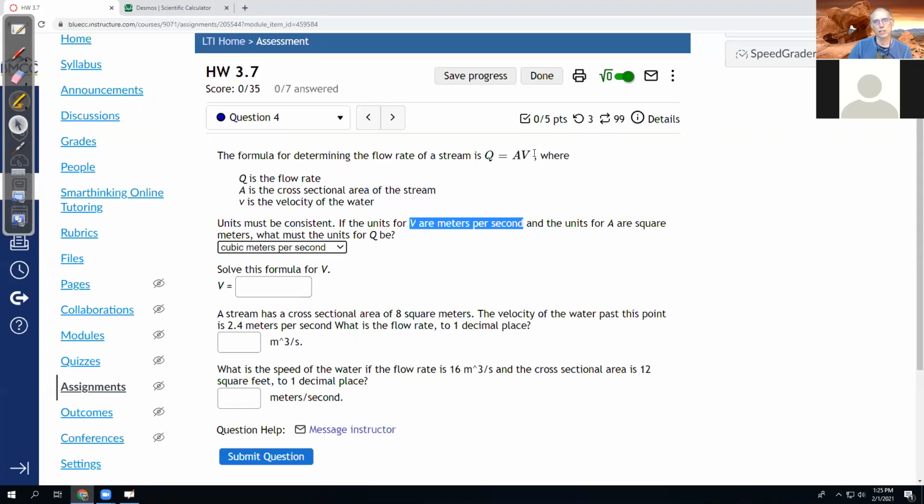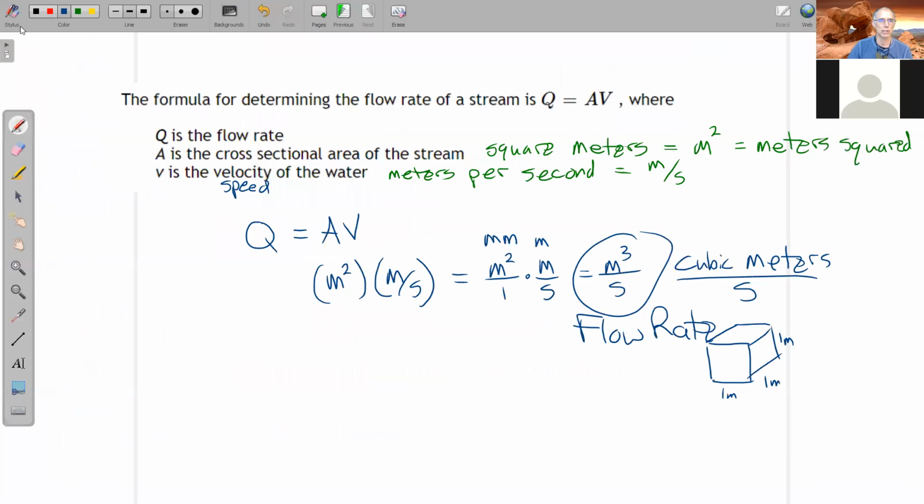And then they asked us to solve this formula up here for V. So let's see. If we want to get the V by itself, we would have to get rid of the multiplication. So starting with Q equals A times V, I want the V to stay. The only way to get rid of a multiplication is divide the A away. So I got to divide that A to the other side. And the point there is a number divided by itself is 1.